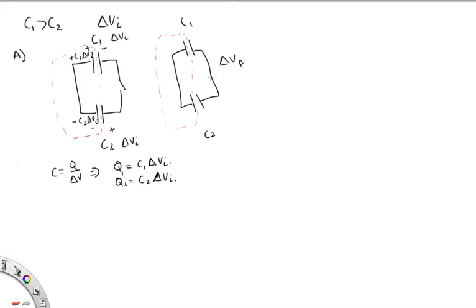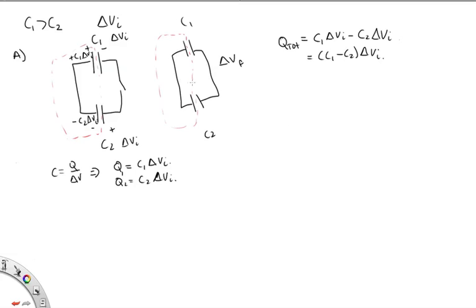Now once this has been shut, these charges are allowed to move. So they're going to move to try and cancel each other out. So the total charge will be equal to C1 delta VI minus C2 delta VI. So this is C1 minus C2 delta VI. So that's the charge on these two capacitor plates after the switch has been closed.